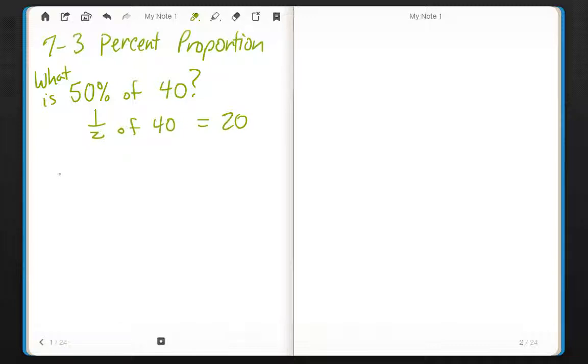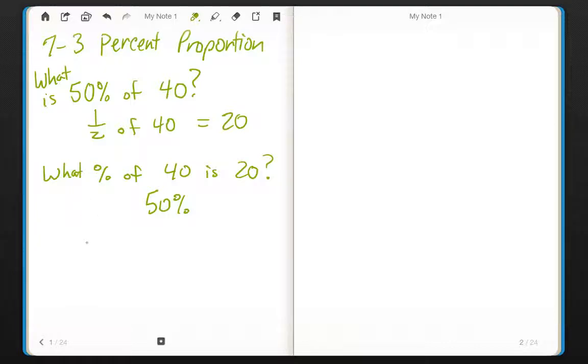Well, what if the question instead was, what percent of 40 is 20? 50%, right? How do we know that? Because we did the first one? Yeah, but what if we didn't do the first one? What if I just said, what percent of 40 is 20? Avery. Half of 40 is 20.